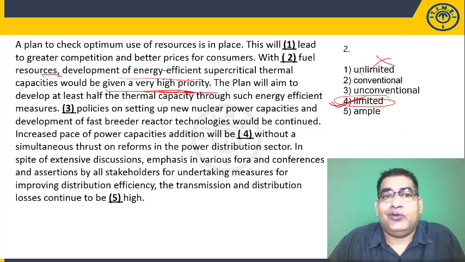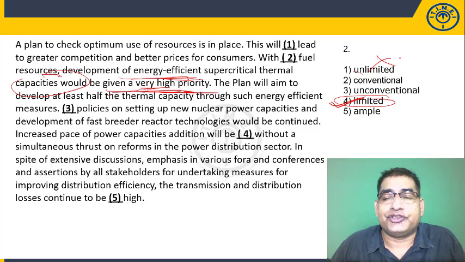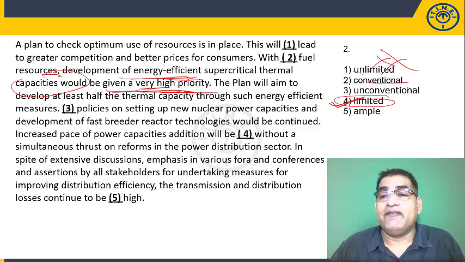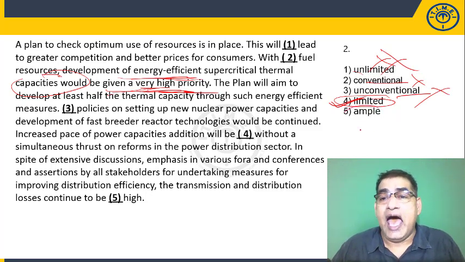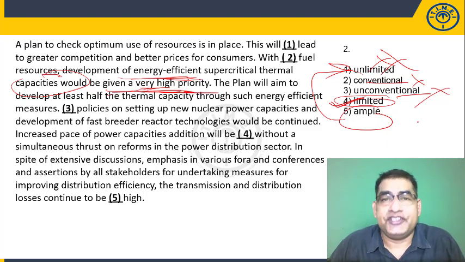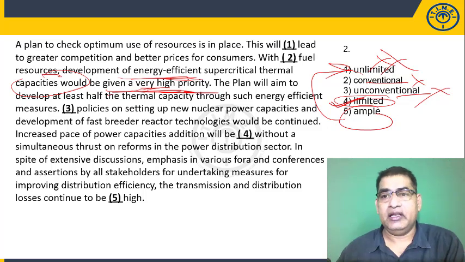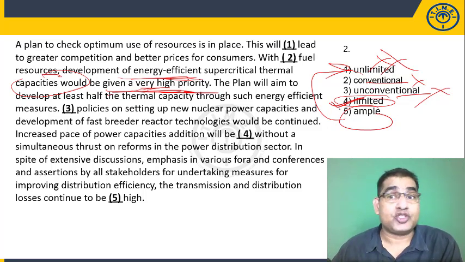Unlimited would not warrant giving high priority to energy efficient supercritical thermal capacities. If we have unlimited supply of fuel, why should we look for alternative sources? So this is wrong. Conventional, unconventional are out of scope. Traditional, non-traditional is not in discussion. Ample again means the same as unlimited. The difference is ample means more than sufficient, it's like sufficient. Unlimited means like extraordinarily large quantities. So the best answer has to be 4. Second blank, 4 is the answer. Limited. Exactly as we guessed.